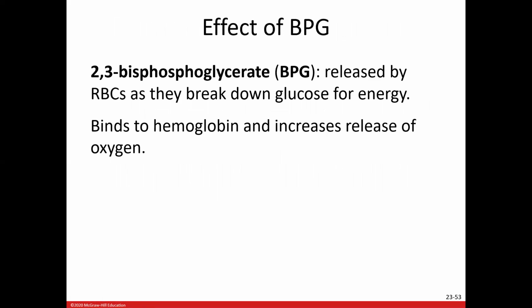Then we have a compound that can also affect hemoglobin binding called BPG. This just stands for 2,3-bisphosphoglycerate. I will always just refer to it as BPG from here on out for simplicity. And this is just a compound that gets released as you break down glucose when you're metabolizing energy. When you have more of this compound in the red blood cells, those will also bind to hemoglobin and ultimately cause the release of oxygen. So if you have more BPG in your blood, you're going to have less oxygen bound.